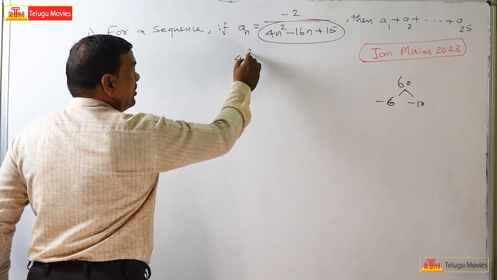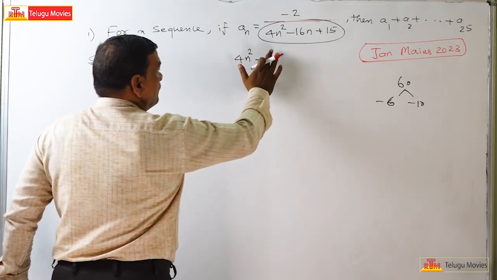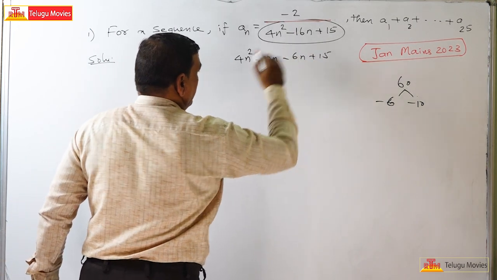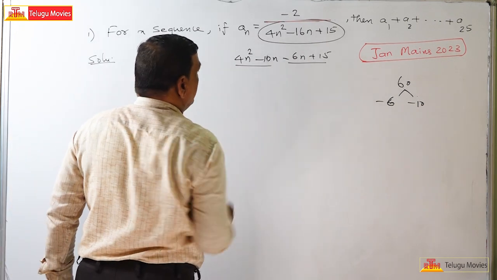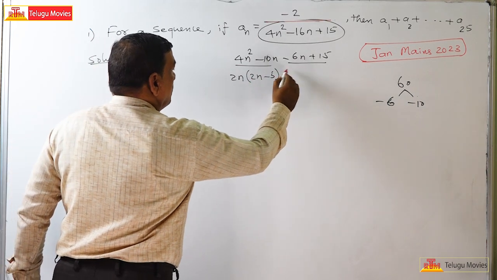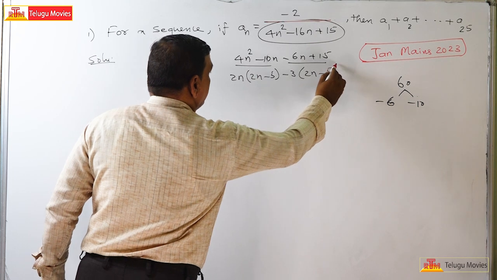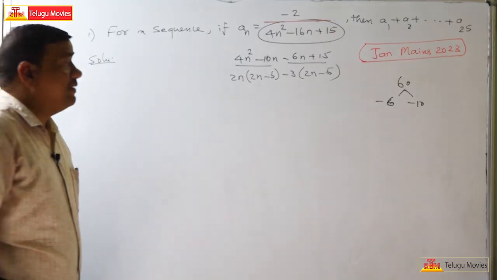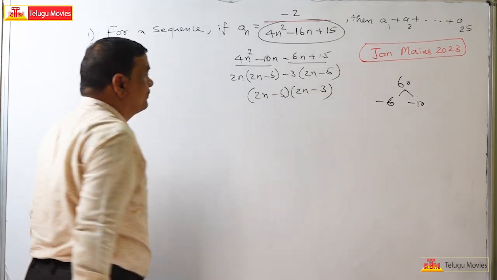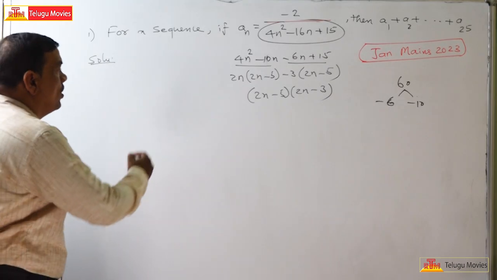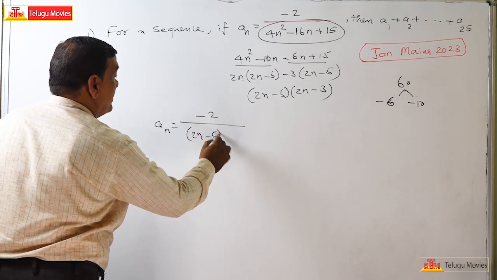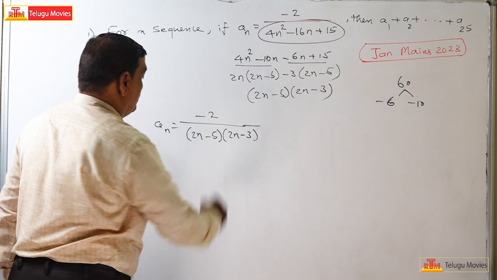So this is equal to 4n² - 10n - 6n + 15. From this, what can be taken common outside? You can take 2n common outside from the first two terms, giving 2n(2n - 5), and -3 common from the last two, giving -3(2n - 5). Taking (2n - 5) common outside, this is equal to (2n - 5)(2n - 3). Those are the factors. Therefore your nth term is an = -2 by (2n - 5)(2n - 3).